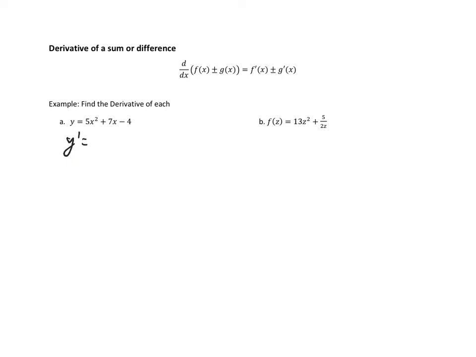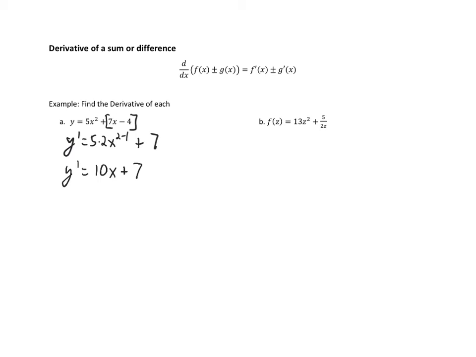So the derivative of 5x squared is 5 times 2x to the 2 minus 1 plus, now notice this second part, 7x minus 4, this is technically just a linear function. The derivative of that linear function would be 7. So the derivative here would be y prime equals 10x plus 7.